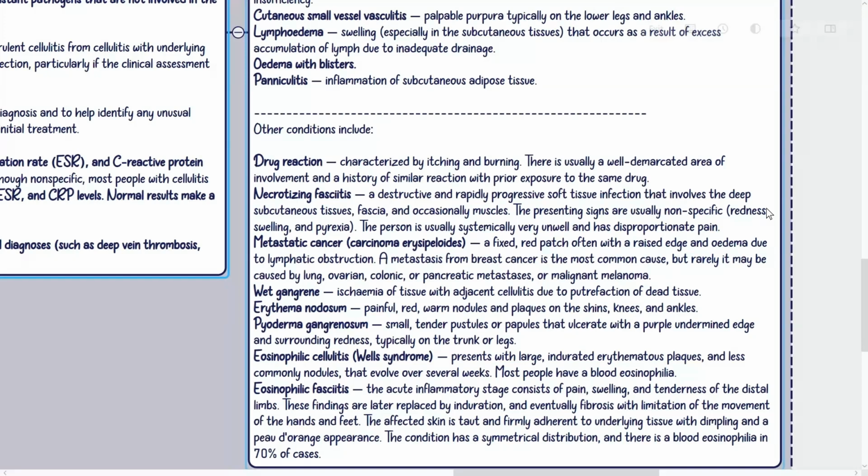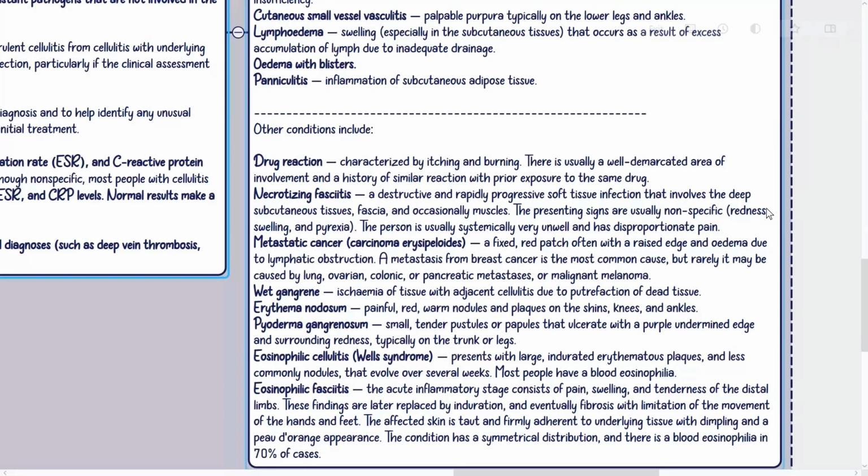Other conditions include drug reaction, characterized by itching and burning. There is usually a well-demarcated area of involvement and a history of similar reaction with prior exposure to the same drug. Necrotizing fasciitis, a destructive and rapidly progressive soft tissue infection that involves the deep subcutaneous tissues, fascia, and occasionally muscles. The presenting signs are usually nonspecific: redness, swelling, and pyrexia.